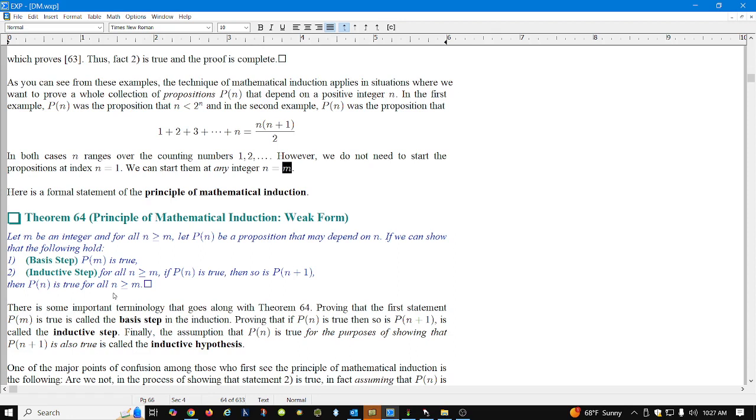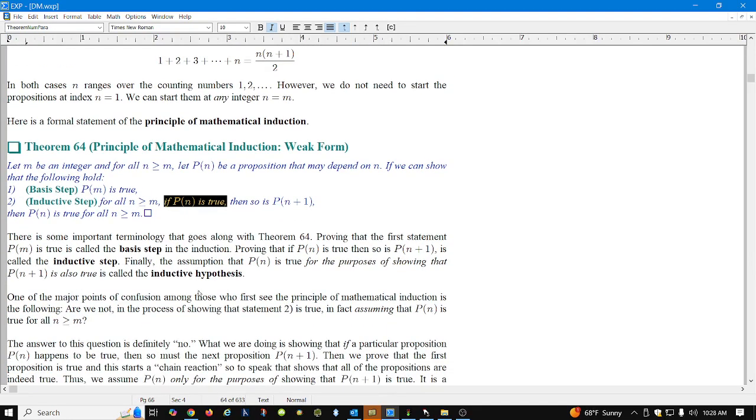There's some terminology here that's very important. Part 1 here is called the basis step, showing that P of m is true. Part 2 is called the inductive step, and this assumption is called the inductive hypothesis. Hypothesis is a synonym for assumption. Okay. Now, I find that one of the major points of confusion among students is they will think, aren't we really just assuming all of these statements are true?